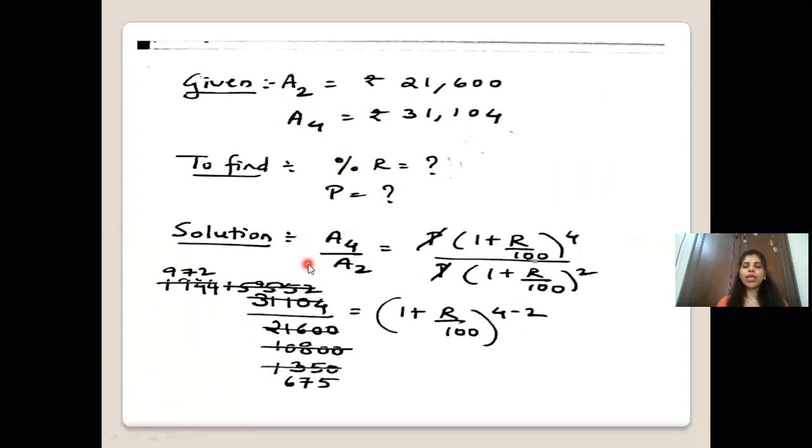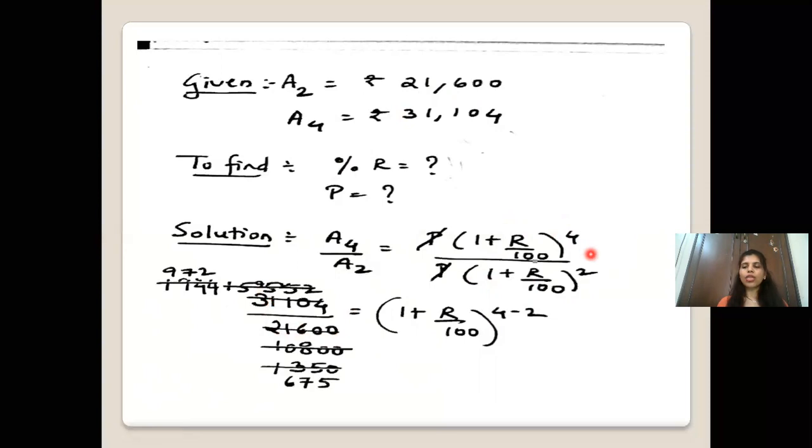So A4 upon A2 is equal to P bracket 1 plus R upon 100 raised to 4 upon P bracket 1 plus R upon 100 raised to 2. P gets cancelled and you simplify 31,104 upon 21,600, and here you will write 4 minus 2 as the bases are the same. So you subtract the indices. The reason is you are using the law of indices.